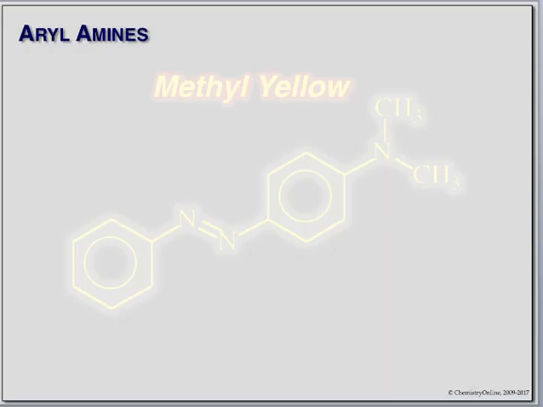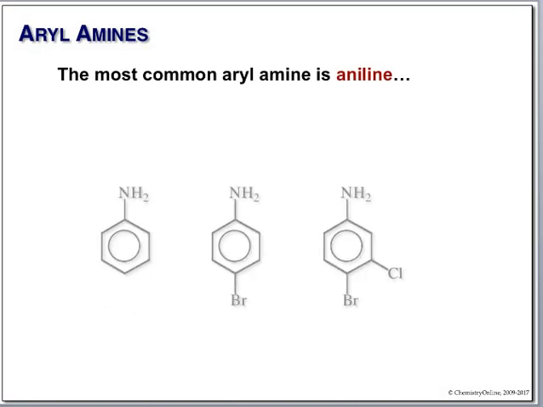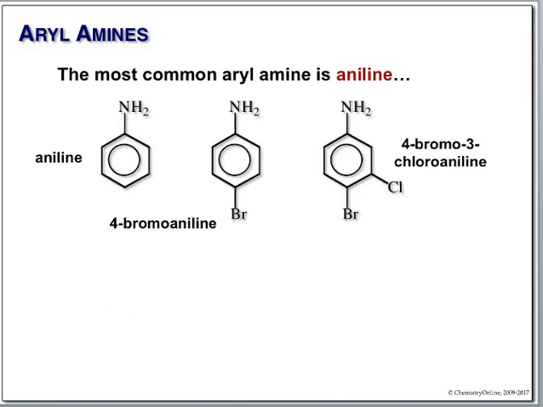When we speak of aryl amines, we're really talking about aniline. Aniline is the parent. When you name these things, aniline is an acceptable parent for IUPAC. So this would be 4-bromoaniline, 4-bromo-3-chloroaniline. The nitrogen gets carbon number 1, even though it's not the lowest order.